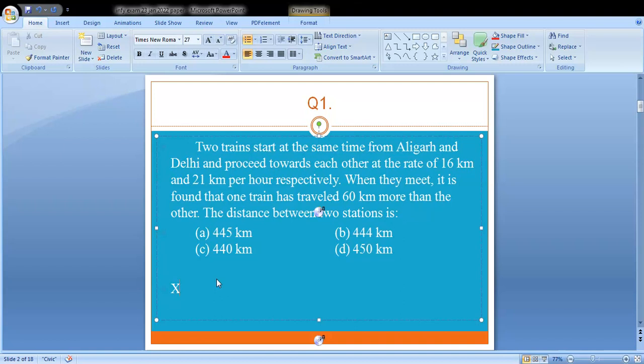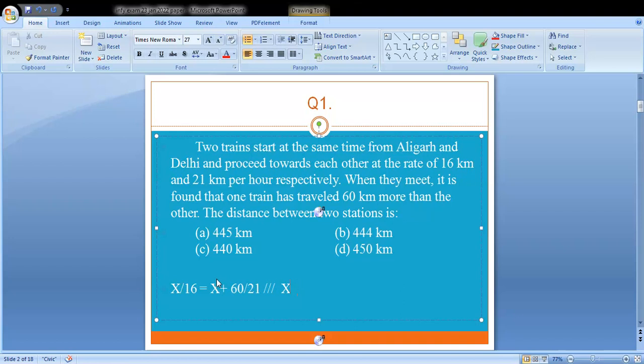Now the speed of the first train is 16 kilometers per hour. In the same way, the second train has traveled x plus 60, because the second train has traveled 60 kilometers more than the other train, and its speed is 21. So distance by speed equals distance by speed, x by 16 equals x plus 60 by 21.